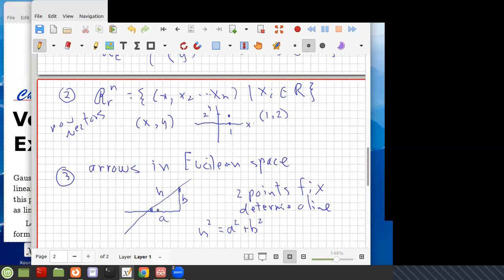And then there's also something with angles. Like I might have alpha, beta, and gamma. And if it's Euclidean, alpha plus beta plus gamma are going to equal 180 degrees.